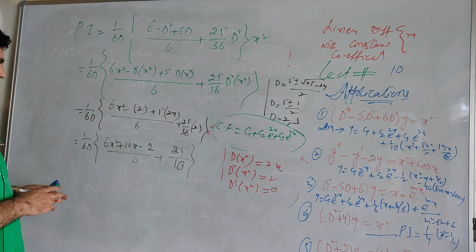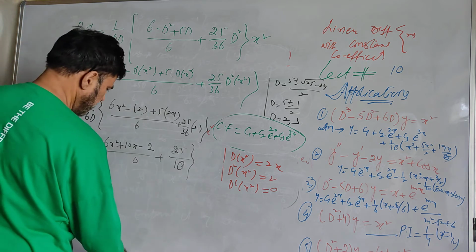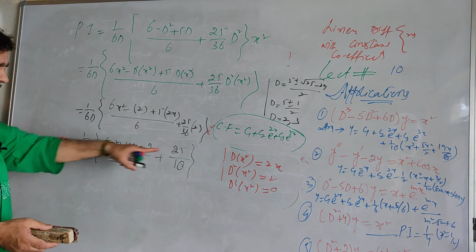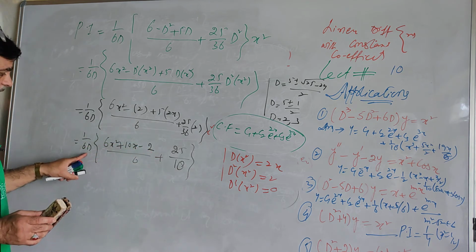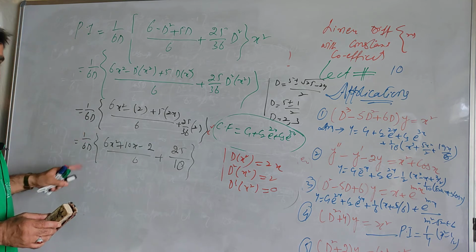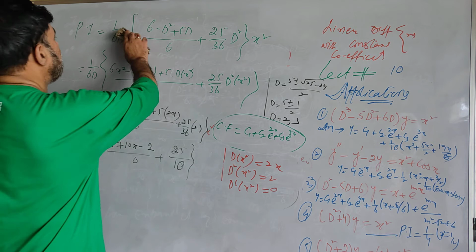How do we go now? It is very important because we have 1 by D. If there would not be 1 by D, our particular integral was complete. It is not yet complete because of the occurrence of 1 by D. 1 by D means reciprocal of the derivative, it is integral. You see how we go in here.